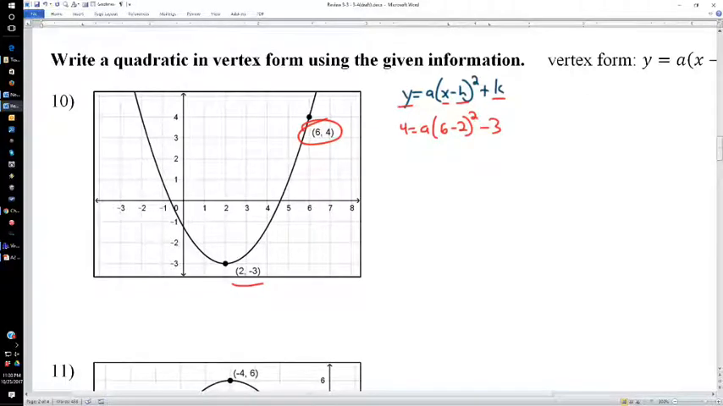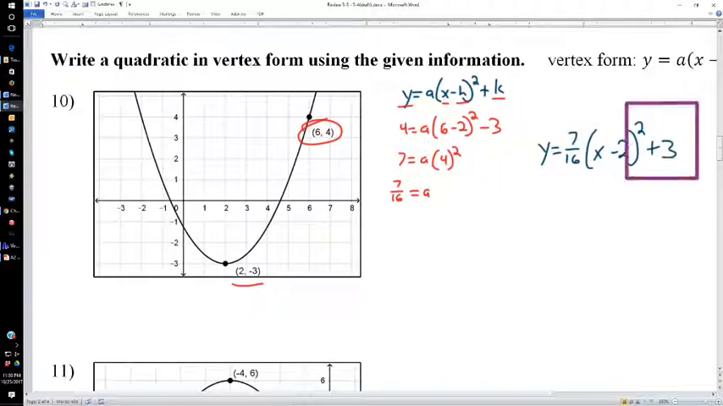And it's a negative 3, so minus 3, that's our k value. Alright, and just start crunching, get down to a. If I add the 3 over to the other side, that becomes 7 equals a. 6 minus 2 is 4. 4 squared is 16, so that becomes a equals 7 over 16, which you can use as a decimal or you can leave it as a fraction. I'm going to leave it as a fraction. So y equals 7/16 times (x minus 2) squared plus 3. Done. Try the next one.